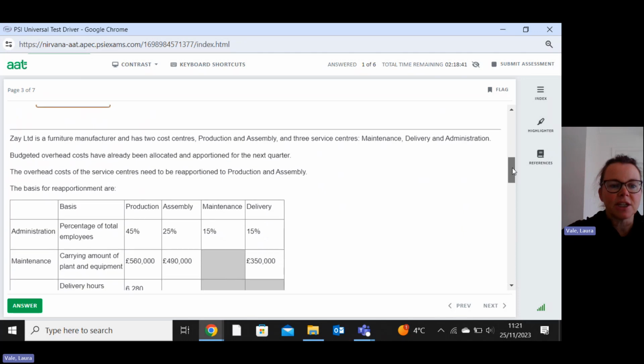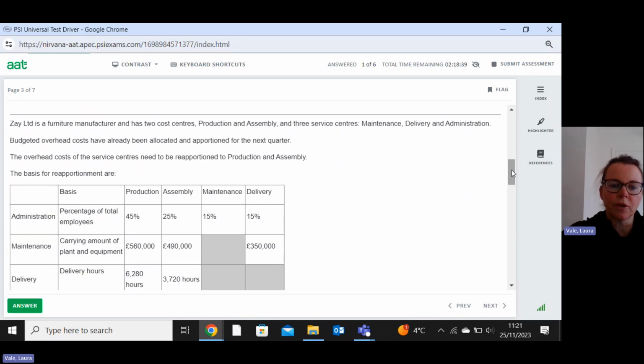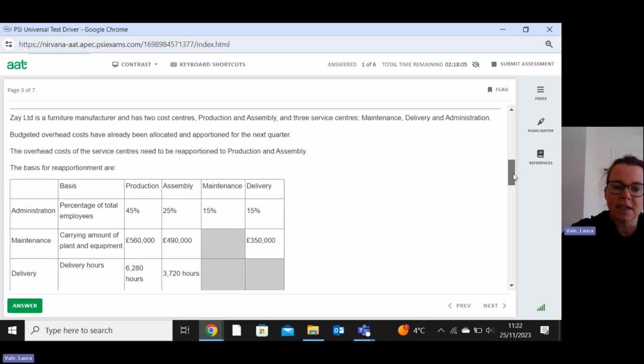Zay Limited is a furniture manufacturer and has 2 cost centres, production and assembly, and 3 service centres, maintenance, delivery and admin. Budgeted overhead costs have already been allocated and apportioned for the next quarter. The overhead costs of the service centres need to be reapportioned to production and assembly. So we're just doing the bottom half of an allocate and apportionment question. So they've given us this data about how to reapportion the service centre costs.